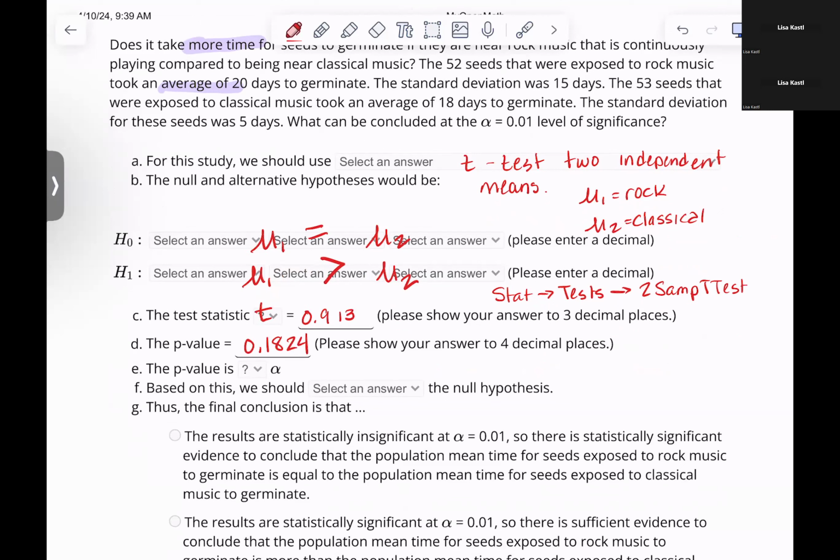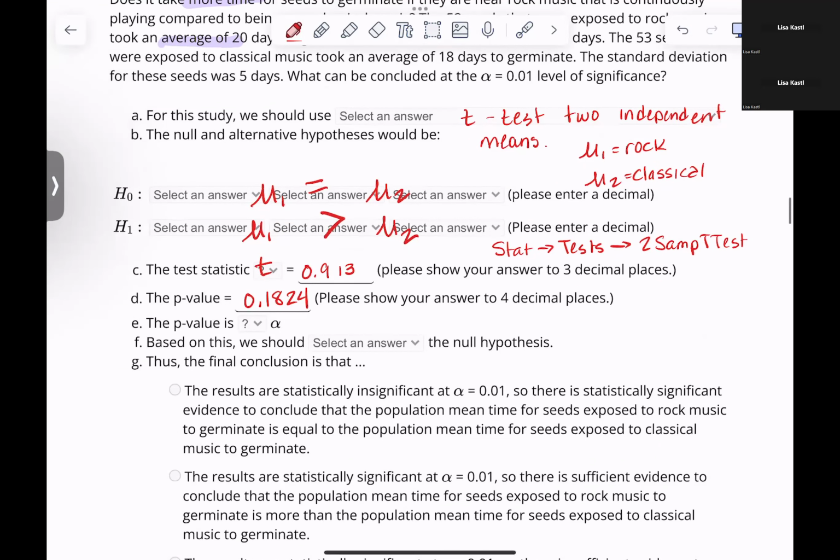So is my p-value bigger or less than alpha? Is it bigger? If my p is high, then the null must fly. So do I fail to reject?